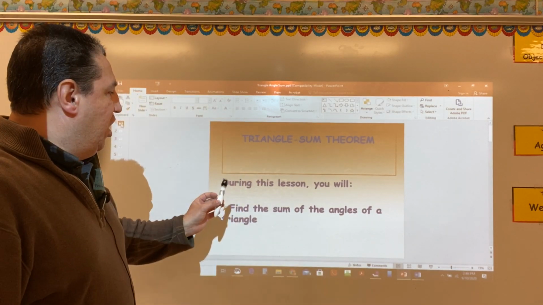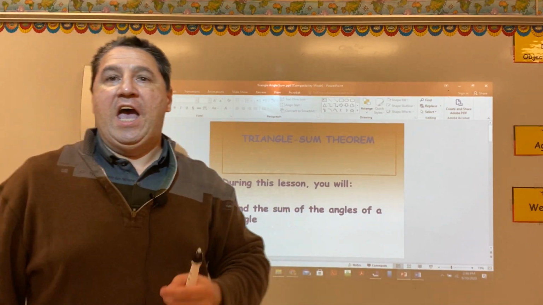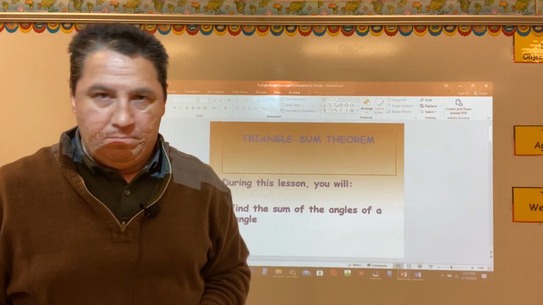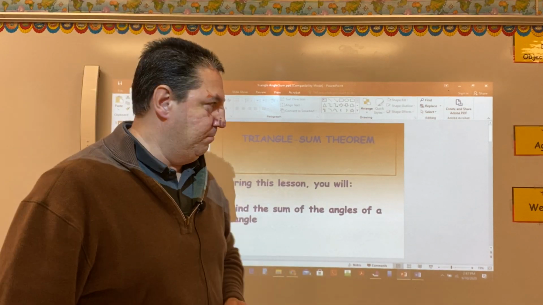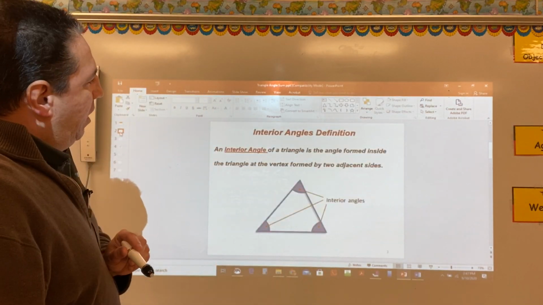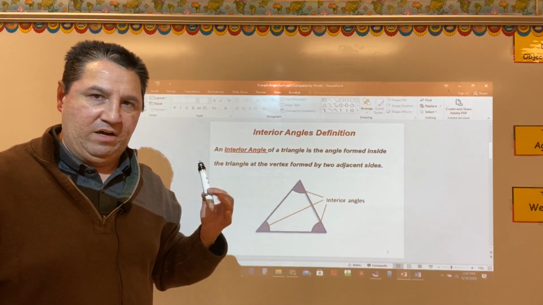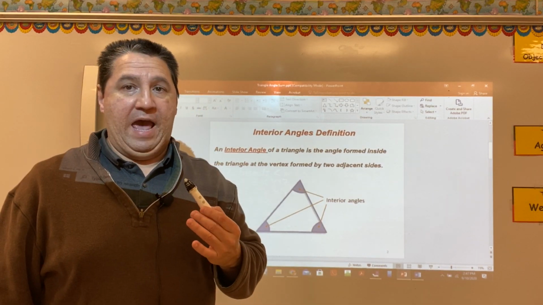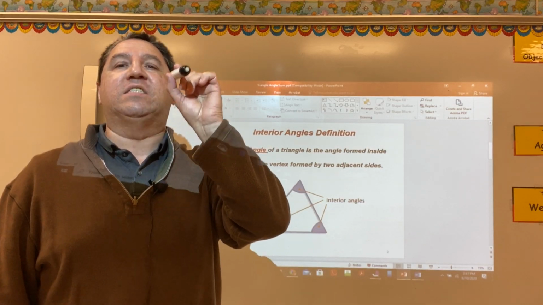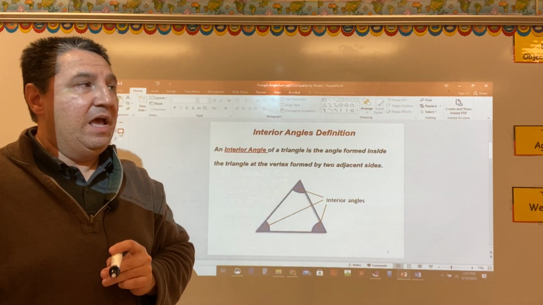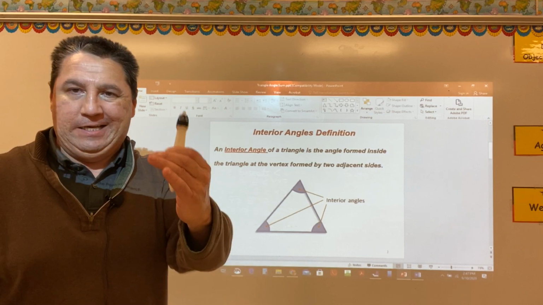Now, during this lesson, we'll find the sum of the angles of a triangle and use this theorem, the triangle angle sum theorem, to find missing angles. Now, interior angles. What is an interior angle of a triangle? An interior angle, as the name suggests, is an angle formed inside of the triangle, right? At the vertex formed by 2 adjacent sides.